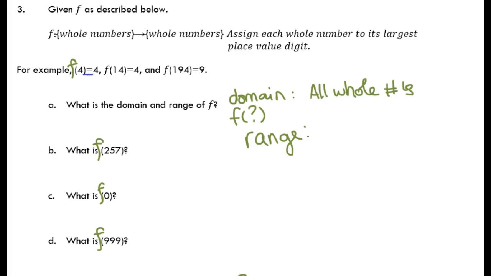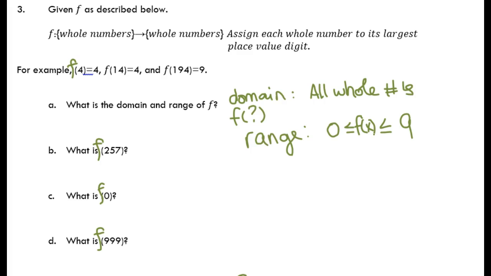So the range we can actually write, you can either describe it as a single digit whole number, or you could be a little bit more technical and say anything from 0 to 9 inclusive. So we can include those. And actually I used the y, but really we should be using f of x, since that's what it's giving us. So anything from 0 to 9 for the range.